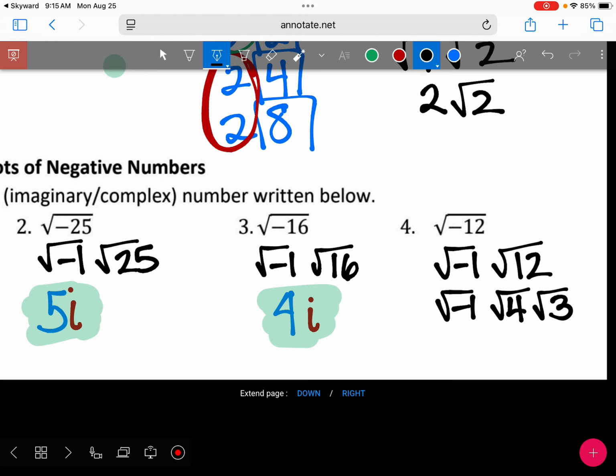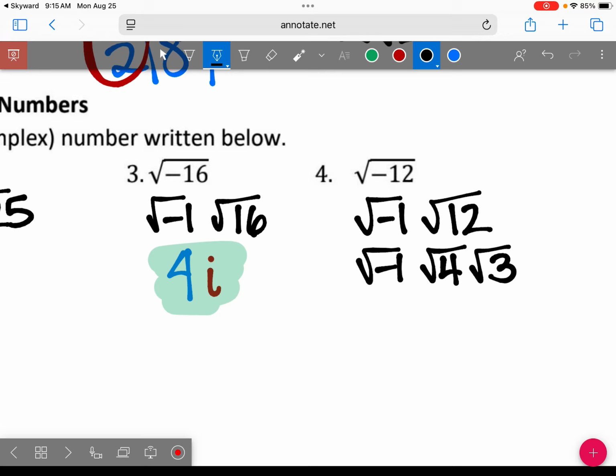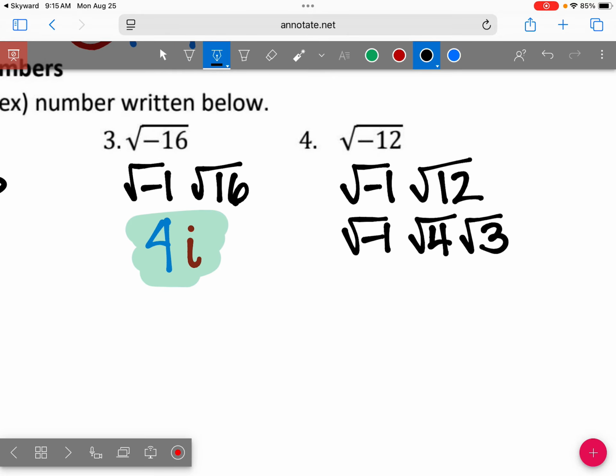I'm going to show you the cake method also, because again, you pick the method that you're comfortable with. So this will become i. The square root of 4 is 2. I'm going to put that in the front. This cannot be simplified further, so that would go in the back. That would be the answer I'm looking for.